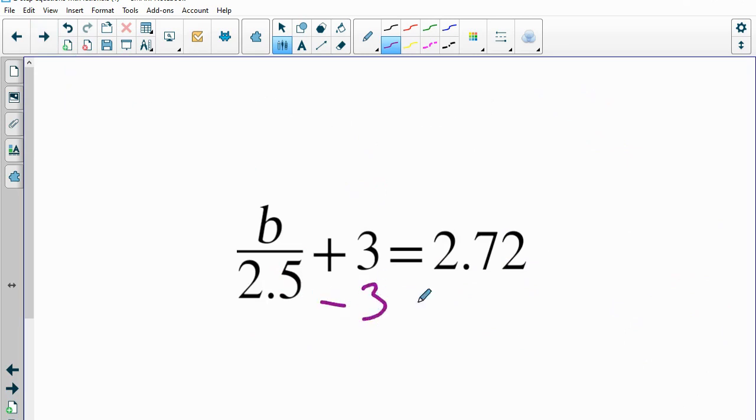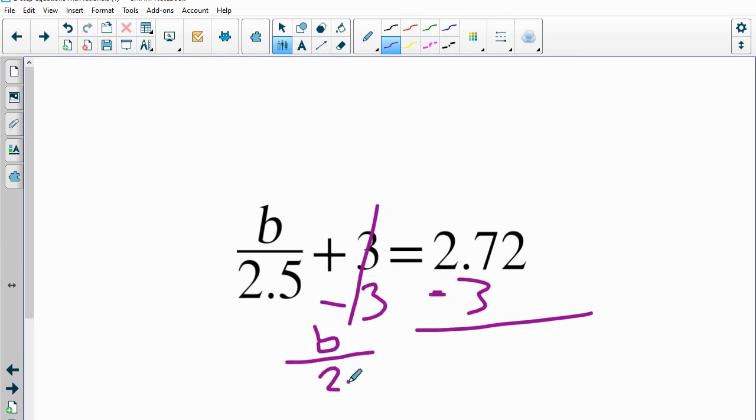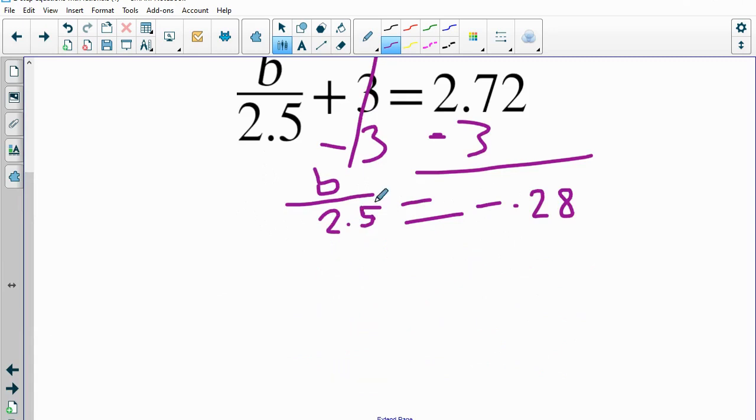So subtract 3 from both sides. Look at that. 3 looks like a little bit larger number than 2.72. So we're going to end up with a negative number on that right side here in just a moment. But first we have b over 2.5 equals, and 2.72 minus 3. So 2.72 subtract 3 equals negative 0.28.